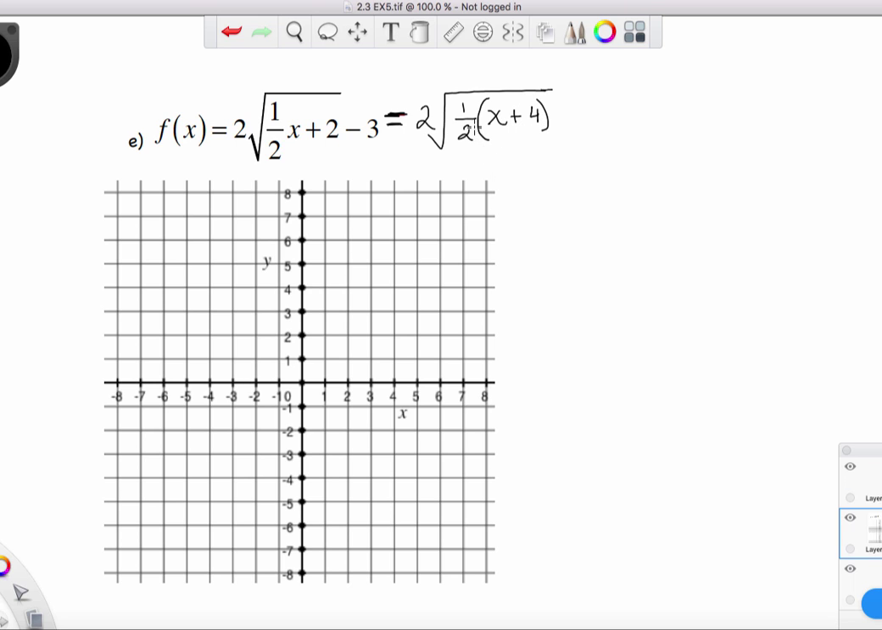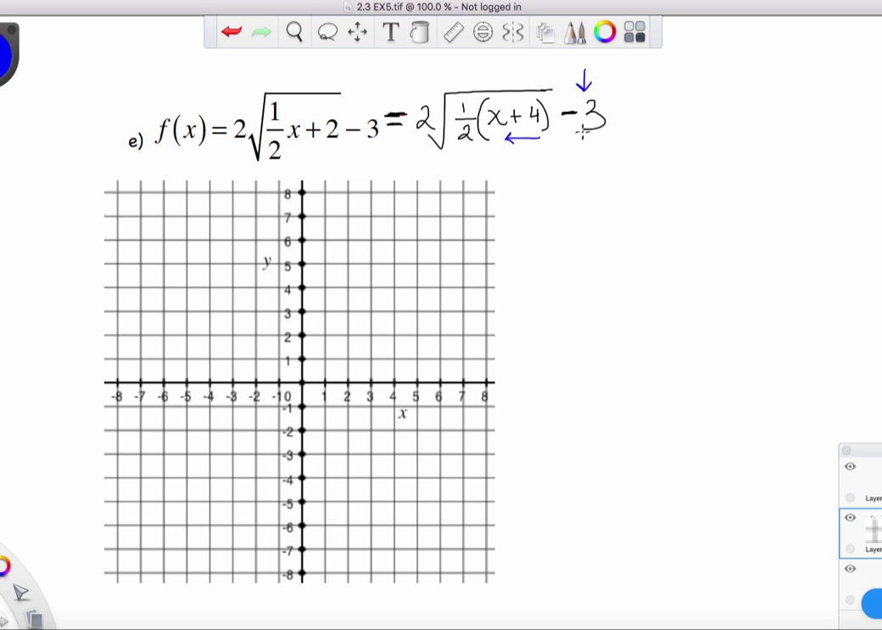And go ahead and distribute that 1/2 back through, and you will see it will give you 1/2 x plus 2. And then I just got to copy down my -3, and then we're ready to analyze. The easy things are the shifts, and this -3 is actually a downshift, and the +4 is a left shift.